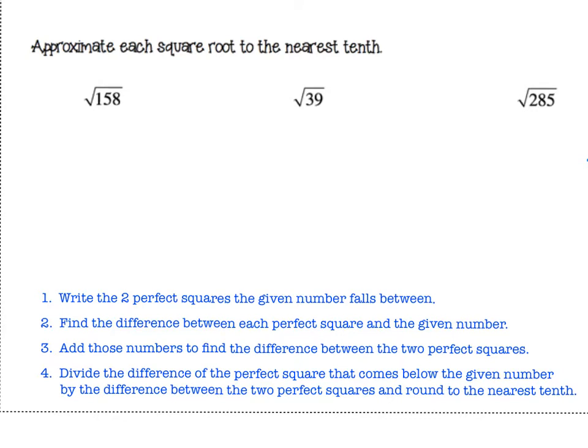Okay, let's try some examples now of approximating each square root to the nearest tenth. This is going to be a little bit more difficult because we're not rounding this time to the nearest whole number. This time we're going to be rounding it to the nearest tenth. So we've got a couple more steps that we have to do, but I've listed them all at the bottom. We'll go through them one at a time.